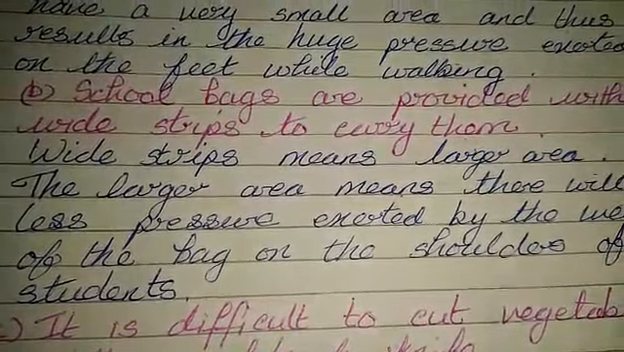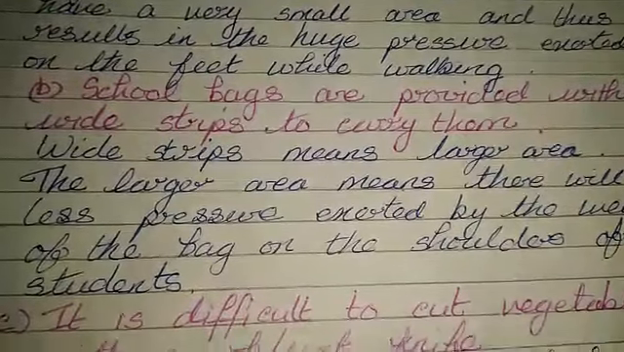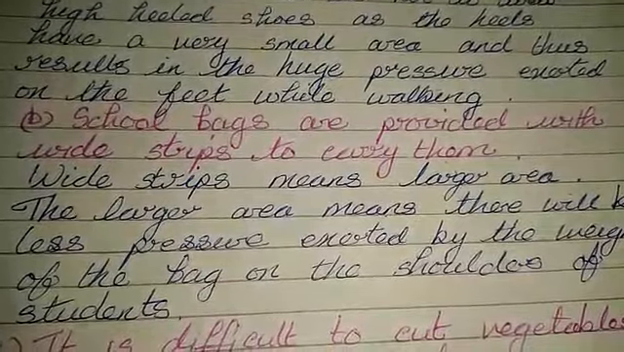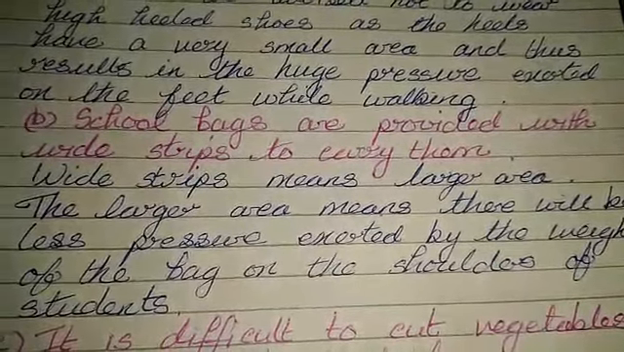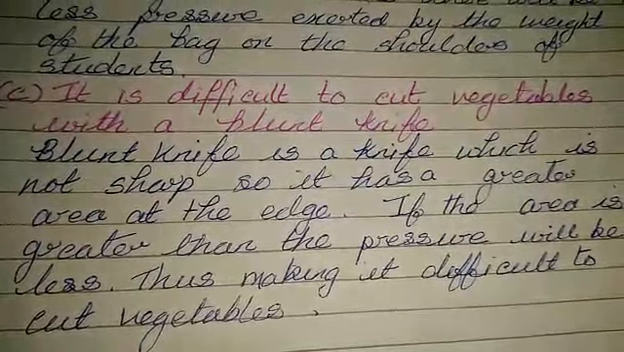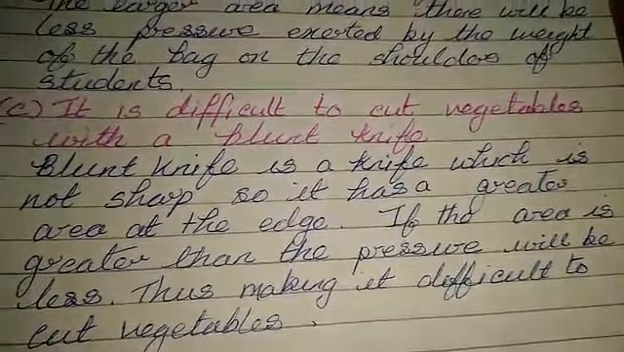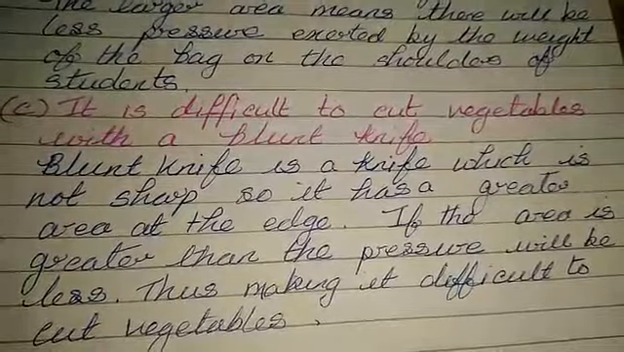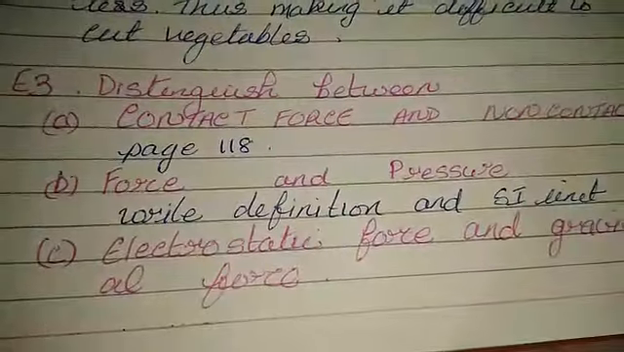School bags are provided with wide strips to carry them. Wide strips means larger area. The larger area means there will be less pressure exerted by the weight of the bag on the shoulders of students. It is difficult to cut vegetables with a blunt knife. A blunt knife is a knife which is not sharp, so it has greater area at the edge. If the area is greater, then the pressure will be less, thus making it difficult to cut vegetables.